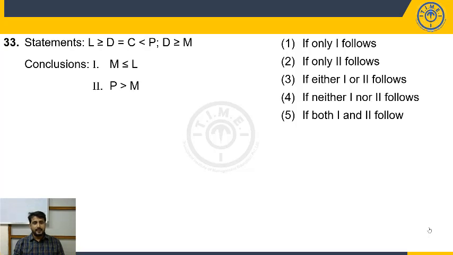Question number 33. L greater than or equal to D equal to C less than P, D greater than or equal to M. And the first conclusion is between M and L. So M is here and L is here. To combine M and L, the common term is D. So one side M, one side L. What is the relation between D and M? D greater than or equal to M is as good as M less than or equal to D. D and L: L greater than or equal to D is as good as D less than or equal to L. So less than or equal to, less than or equal to leads to less than or equal to. So the relation between M and L is M less than or equal to L.